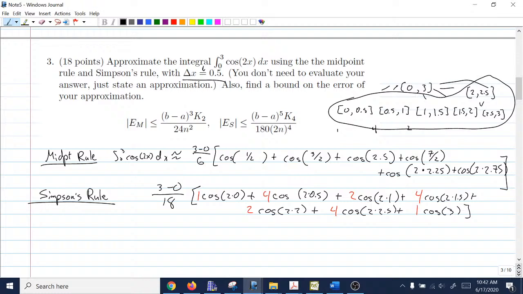You might look at this and read if delta x is 0.5, then I should be using the values 0.25. So maybe you think it should be 1 cosine 0 plus 4 cosine of... Use the midpoint of this interval, because that's what I did on the midpoint rule just a second ago. 2 times 0.25, 2 times cosine double 0.5, and so on like that. And I wouldn't take any points off if you did that, but that was not the intent of delta x being 0.5. But that will give you a different error estimate.